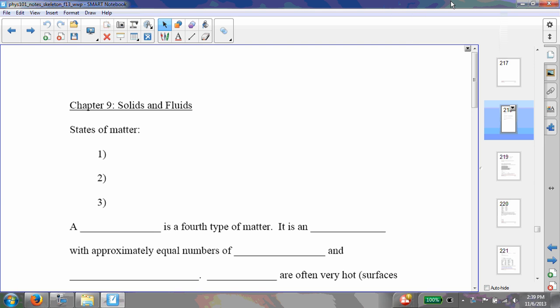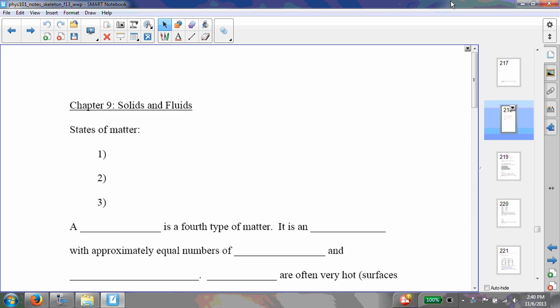Okay, chapter 9 of this course is on solids and fluids. So we're really stepping away now from what we've been doing with Newton's laws and motion and kinematics, all that jazz, and getting into some areas that are quite a bit different. First, we'll just talk about the states of matter.